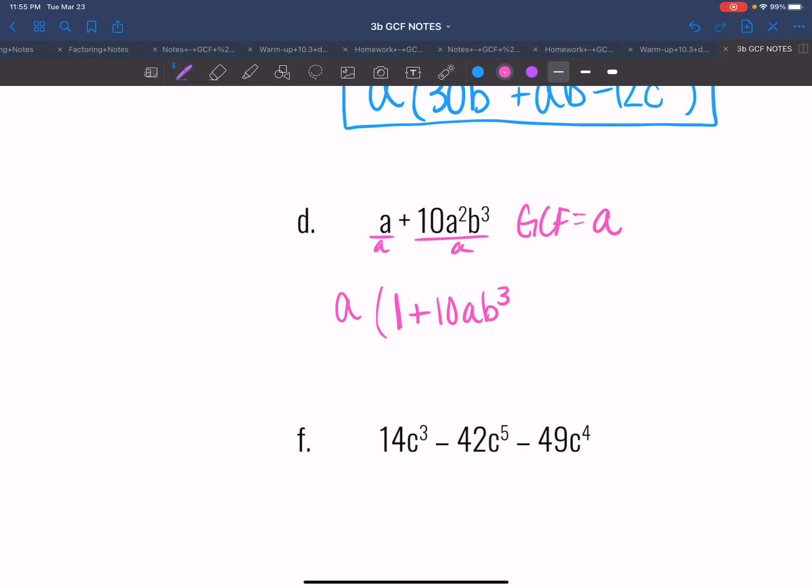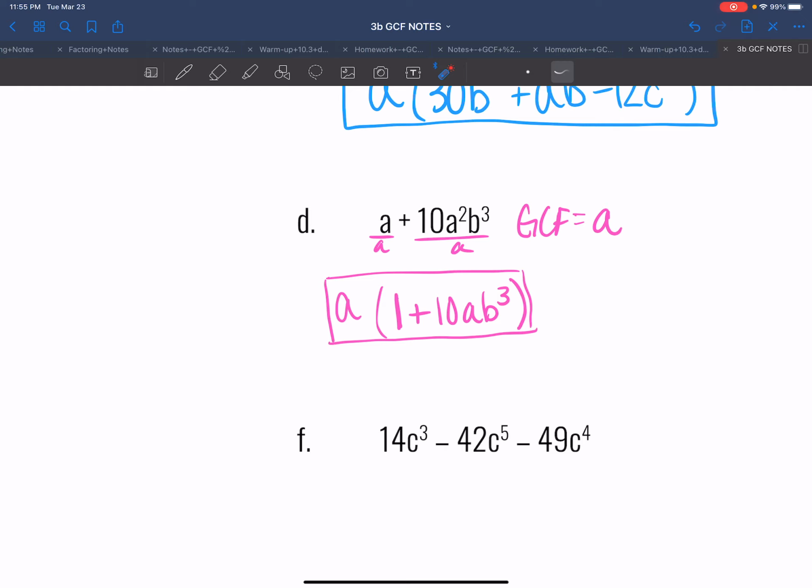So we have to show that there's a 1 there, and then plus 10ab to the third. So one of the a's cancel in the second term. But I wanted to show you that one specifically because sometimes we go really fast and we're like, oh, a cancels, we don't write anything. But since it's the only piece of that term, we do need to show that term. So we put a 1 there.